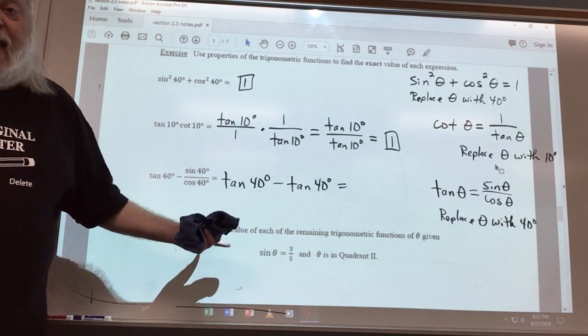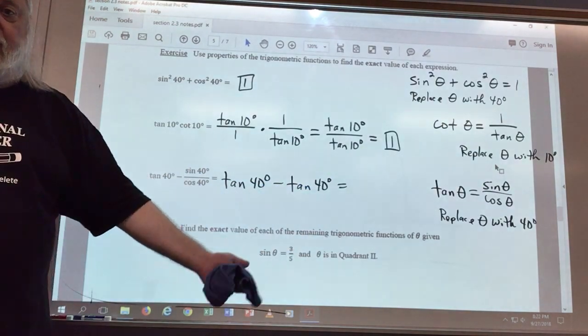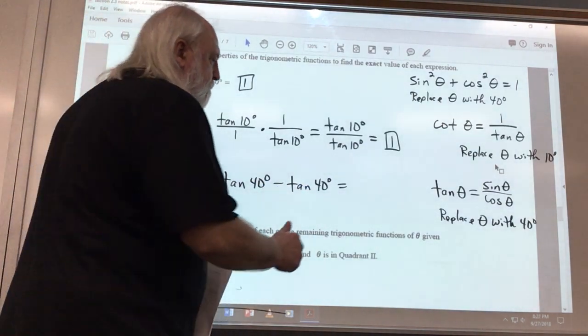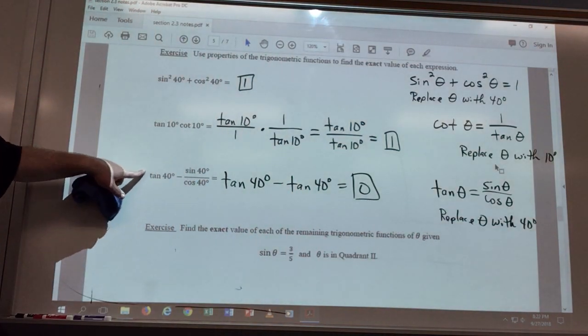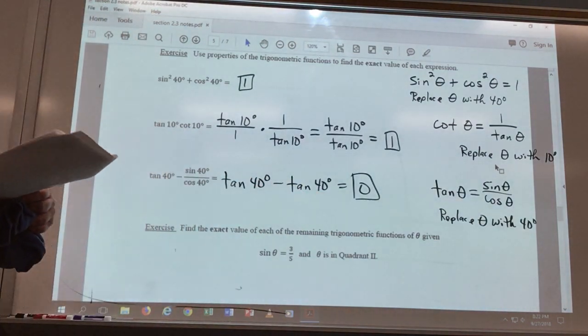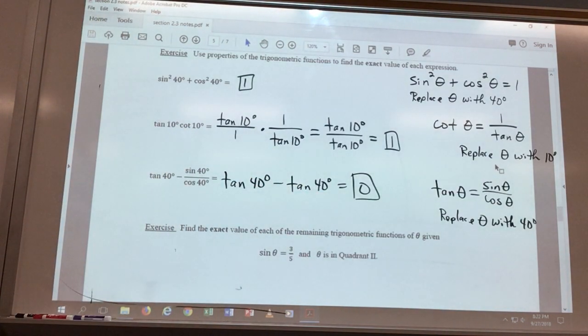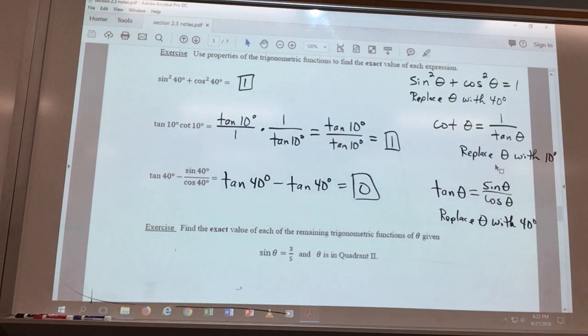Tangent 40 degrees is a number. A number minus itself is equal to what? It's equal to 0. So this trigonometric expression right here just equals 0. And we're done, okay? We have evaluated each of these 3 trigonometric expressions using the fundamental identities on the previous page. Okay?